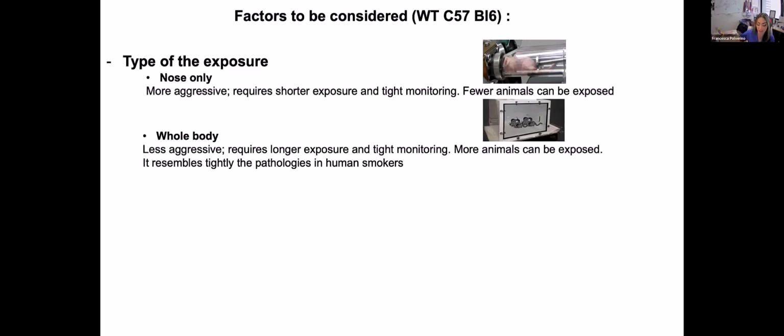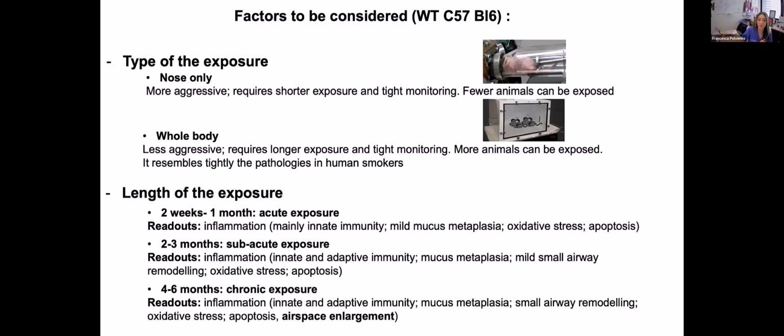It's a less aggressive way to expose the mice to smoke, but it also requires a longer exposure, because it's a kind of mix of mainstream and side stream cigarette smoke exposure. The advantage is that you can expose more animals, and it resembles very tightly the pathologies that occur in human smokers with COPD. And the second factor is the length of the exposure, because each timeline brings different readouts of COPD. For example, let's assume that we're having a whole body exposure.